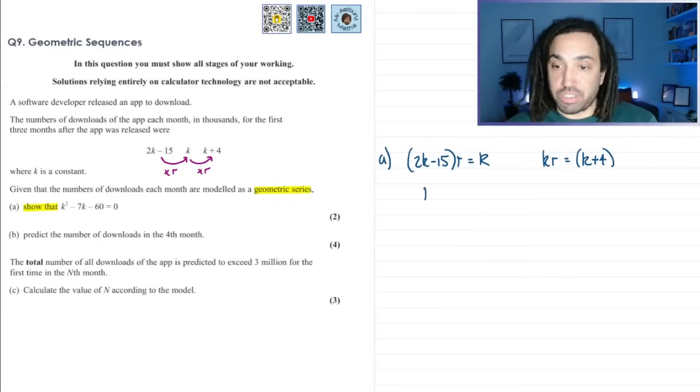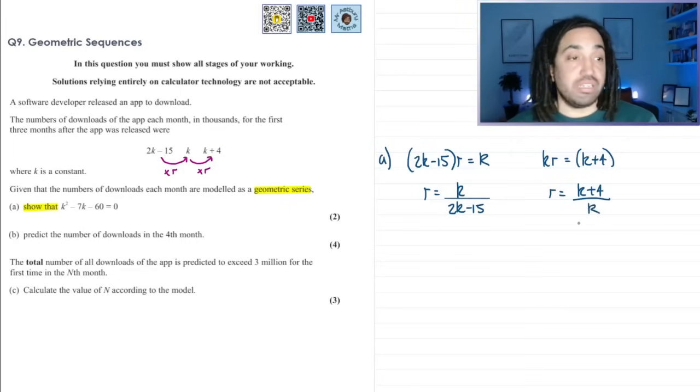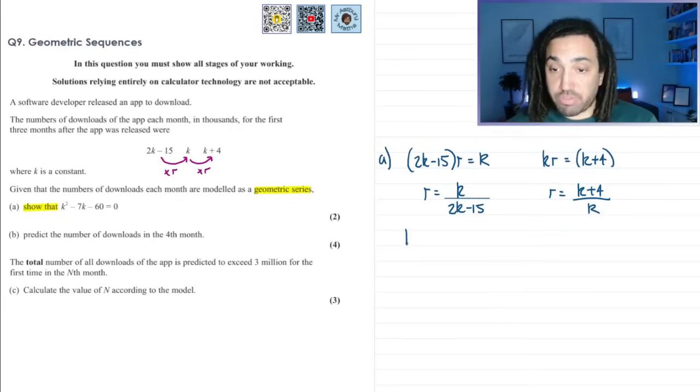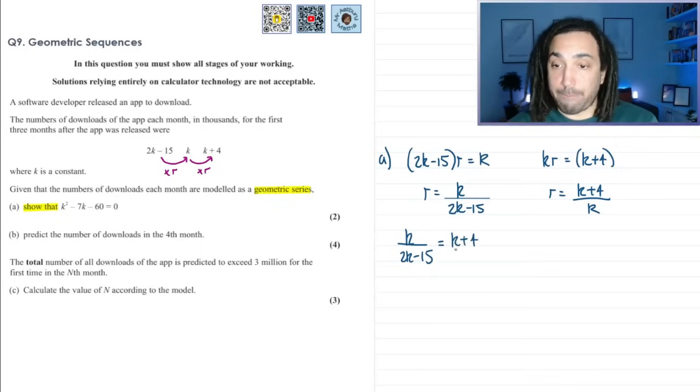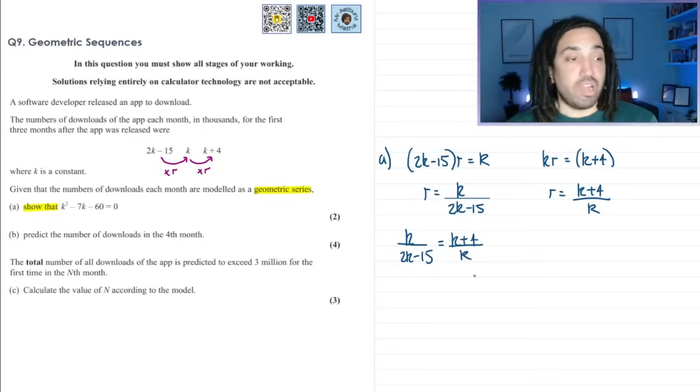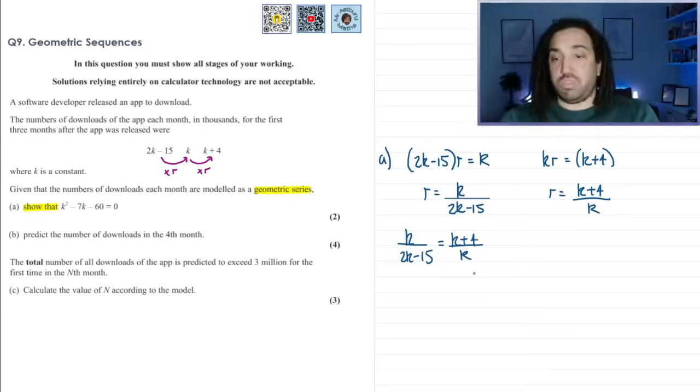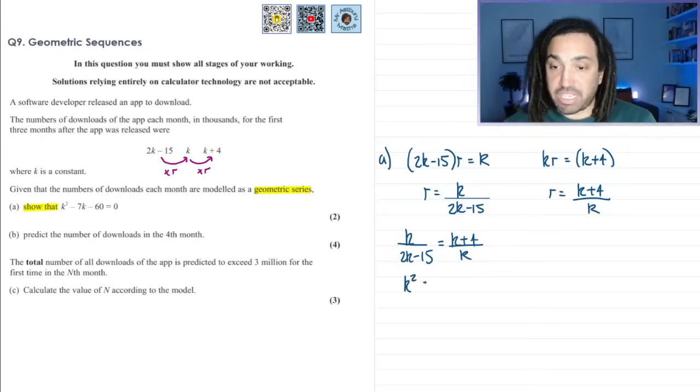Okay, so we can make r the subject of these two equations by dividing through, like so. And over here we can do the same by just dividing through. Now both of these two equations are equal to r, so therefore they must be equal to one another, these two expressions. So this one must equal this one. Okay, next we can cross multiply to get k squared is equal to k plus 4 multiplied by 2k minus 15.